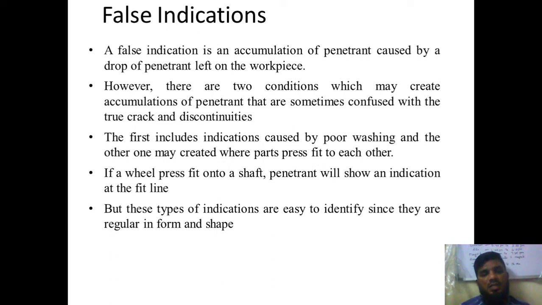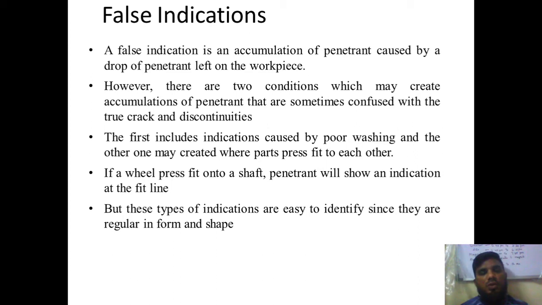If there is a wheel press fit on a shaft, the penetrant will show an indication at the fit line, meaning where they sit with one another at that gap. When there is a press fit or a tolerance fit, at the point where they have joined, there will be a small gap. When penetrant is added, it will go into the small gaps and show you a discontinuity or a crack.